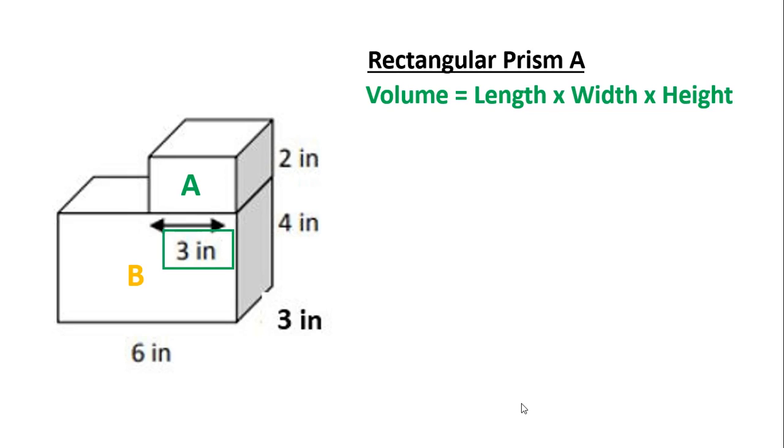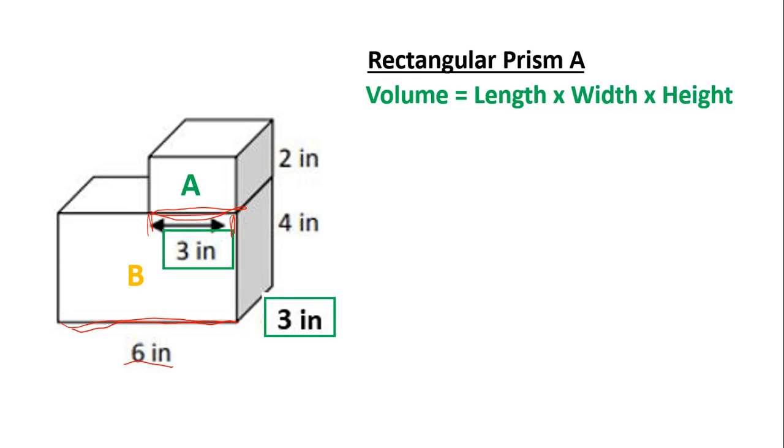The length is 3 inches. These arrows indicate that the length is going from here to here. This is to help you not get confused with the length down here, which is 6 inches. Notice the length of rectangular prism B is much longer. That's why it's 6 inches. The length of rectangular prism A is only this long, which is why it's 3 inches. So the length is 3 inches.